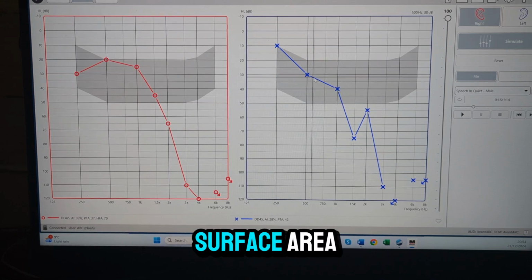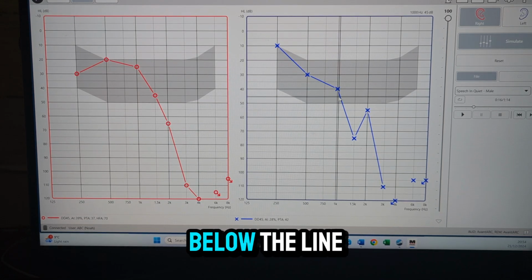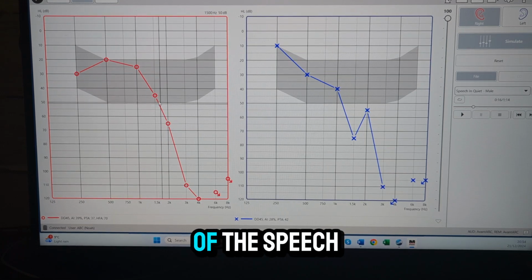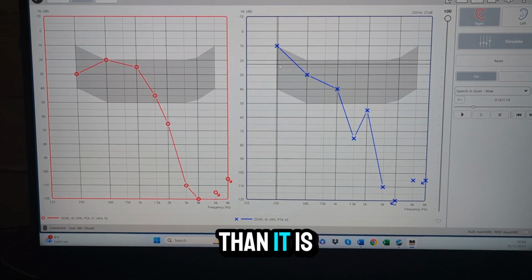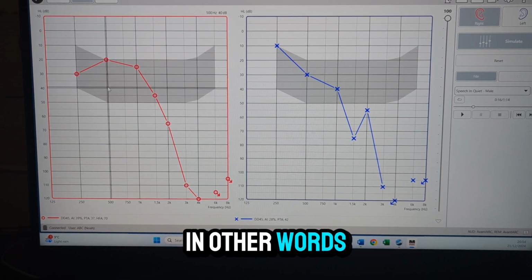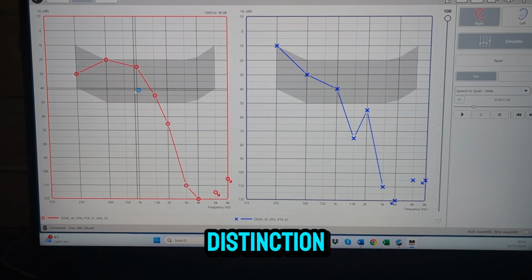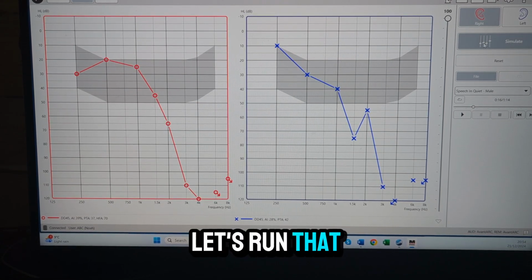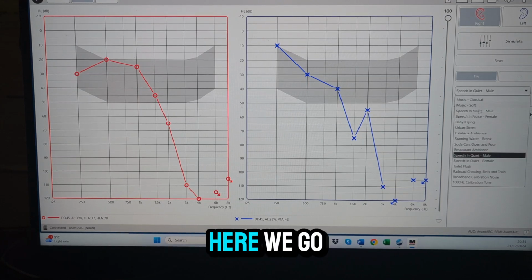So the more surface area that's covered below the line, and if you compare the right to left, there's more of the speech banana covered with the right side than it is with the left side. So in other words, the right ear will have more distinction, more clarity if you are comparing it to the left side. So let's run that and see. We'll start with a female voice. Here we go.